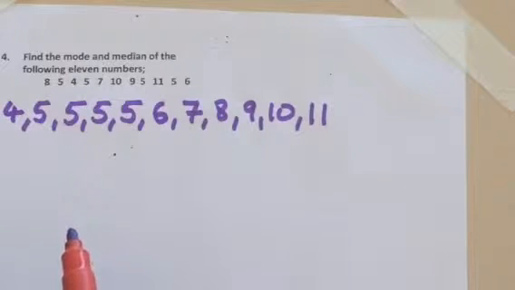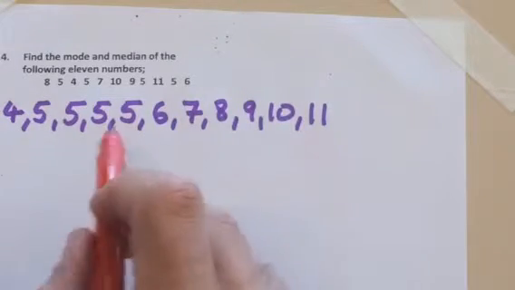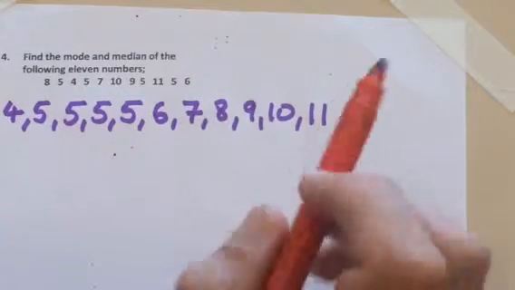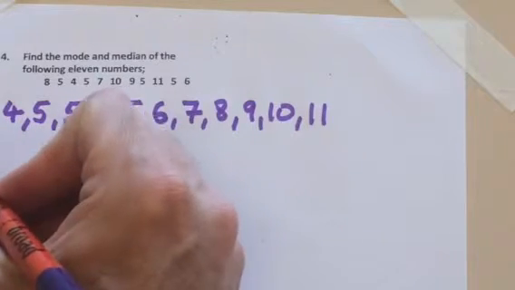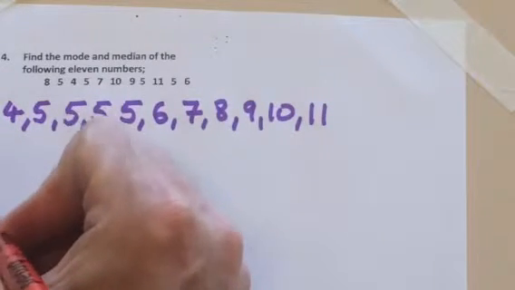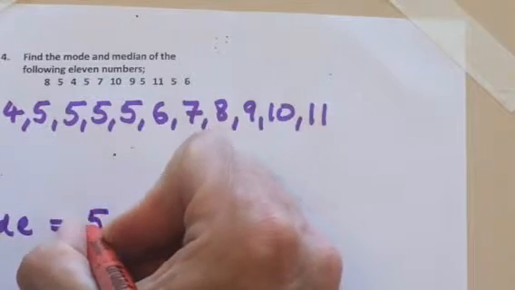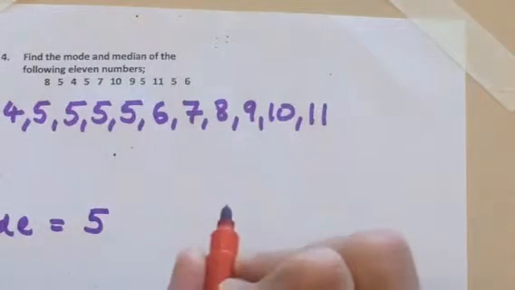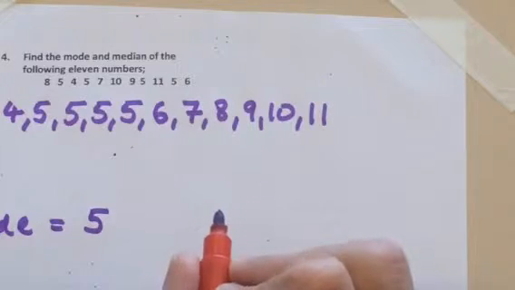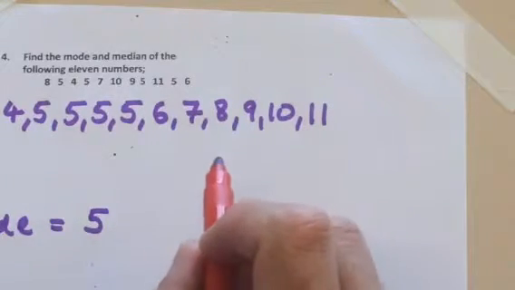So first of all, it says the mode. Well, that means which number is there the most of. And clearly we've got lots of 5s and only one of everything else. So the mode equals 5.